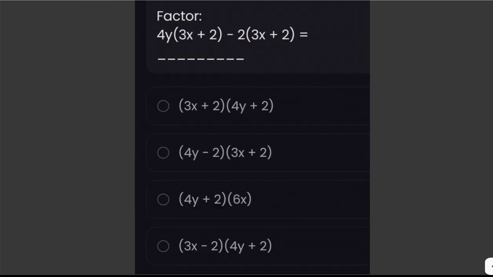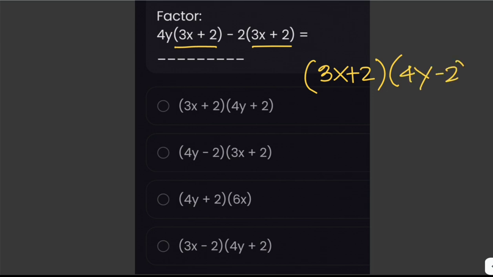All right. Factor 4y times 3x plus 2 minus 2 times 3x plus 2. So to simply solve this, any part of an expression that is common to every term in the expression can be factored out. So in this case, the common factor here is 3x plus 2. So we can factor out 3x plus 2, and then we'll be left with 4y minus 2.